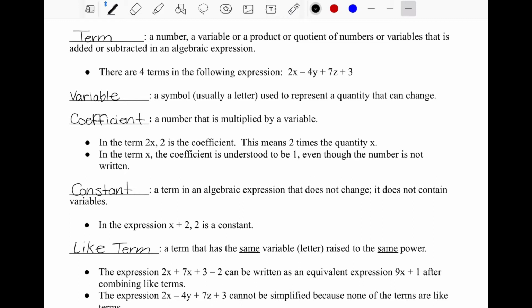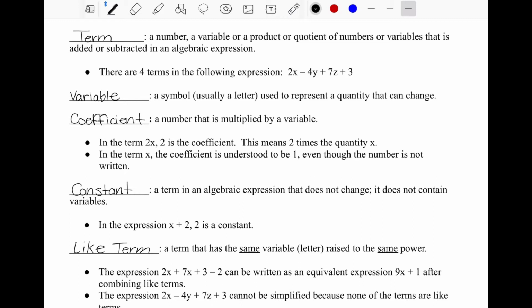Now, when we have variables, sometimes they're by themselves and they have a number in front. If they have a number in front of it, that's called your coefficient. That is always going to be the number in front of a variable. Now we're going to have some numbers that are by themselves, and those are called constants. Those are the ones that do not change.